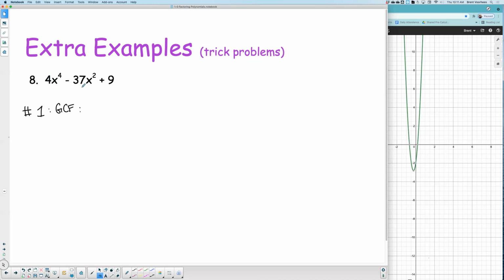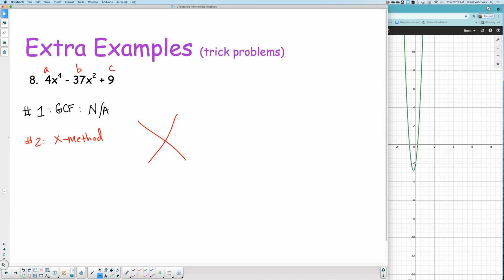4x to the 4th, negative 37x squared, 9. Anything in common between 4, negative 37, and 9? None. So I'm thinking, Mr. Voorhees, nothing seems tricky so far. It says trick problems. What's the trick? Okay, this time we do X method. The trinomial A is 4, B is negative 37, C is 9.